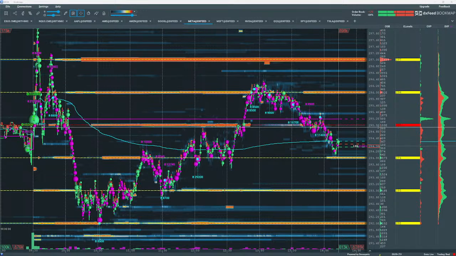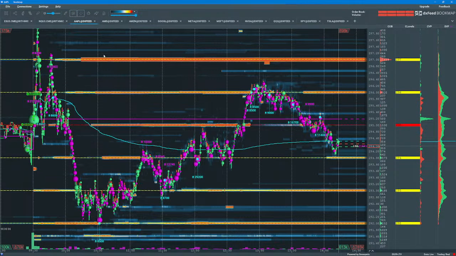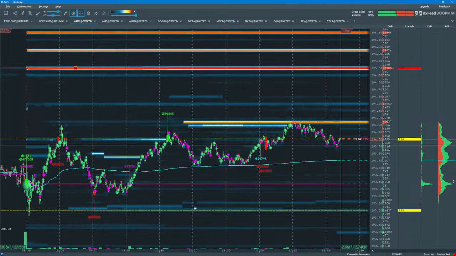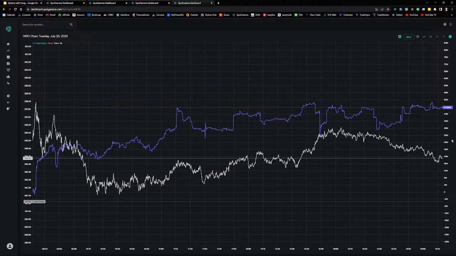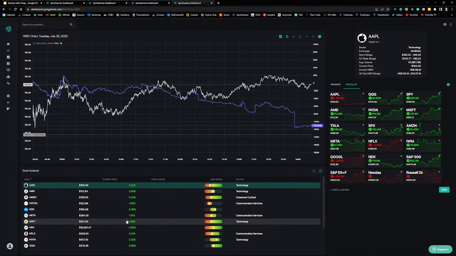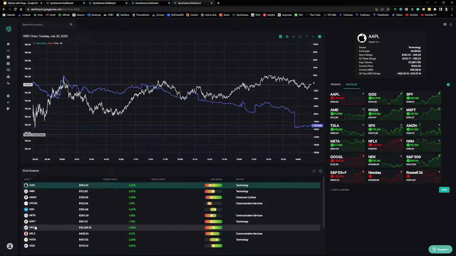We'll take a quick look at Apple. I didn't see much earlier today. Pretty narrow range in Apple. Not much going on. Let's take a look at Hero for Apple. So not much here. On the other hand, NVIDIA.